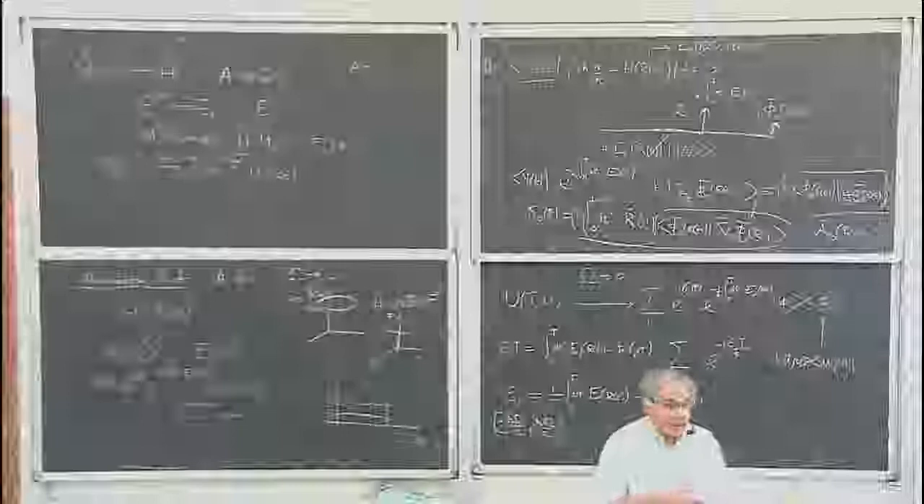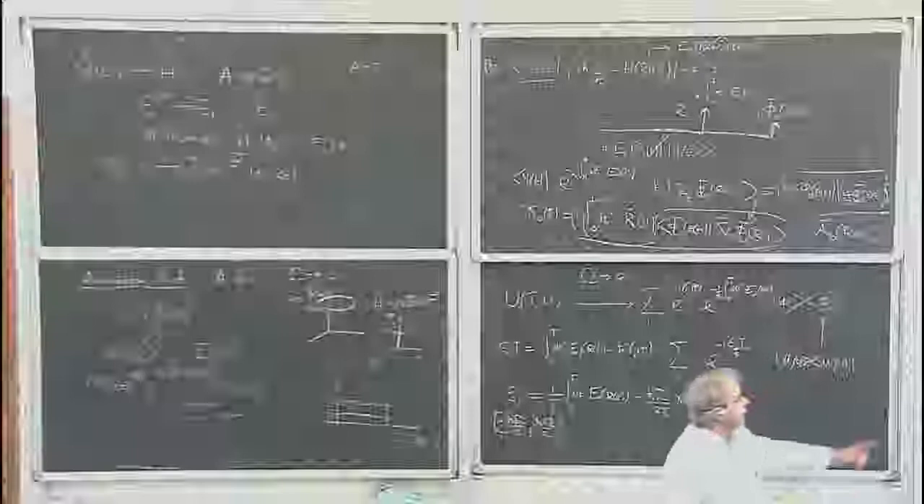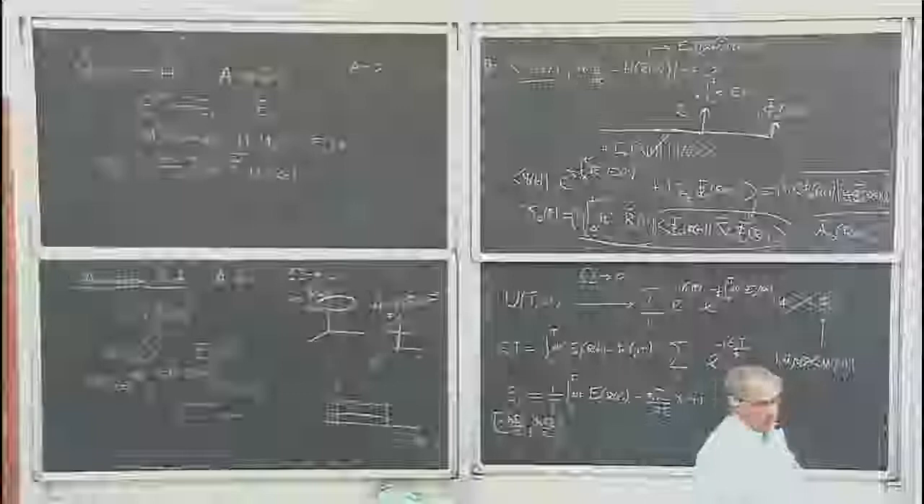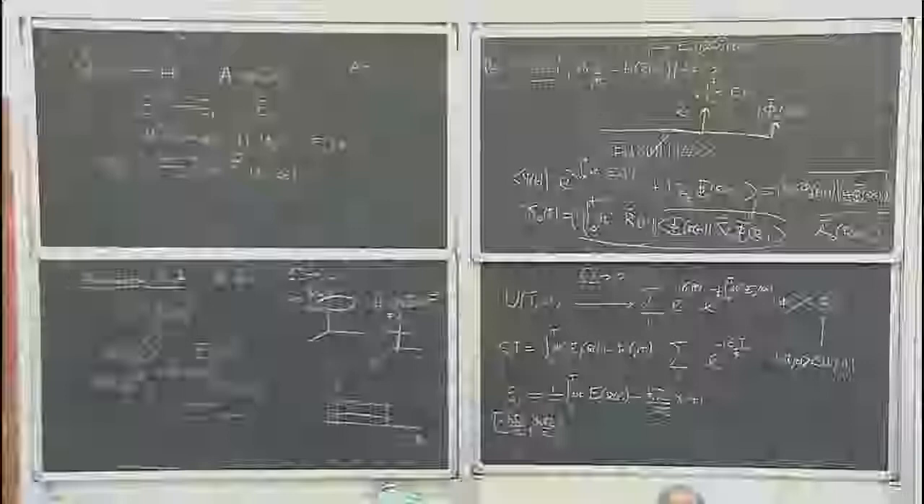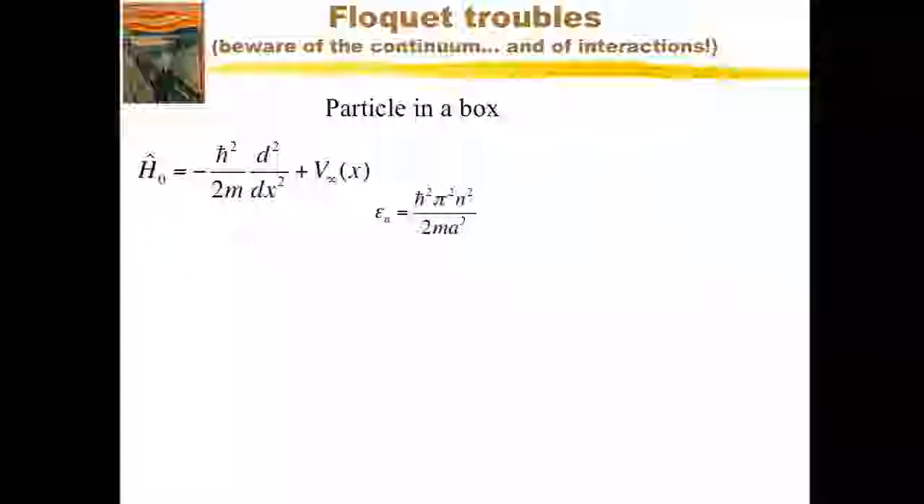Before switching to the Haldane and to the Chern insulator, let me just show one possible example. Can we switch to the other screen? Okay, now let's take a very, very simple problem: a particle in a box. What could be simpler than this?